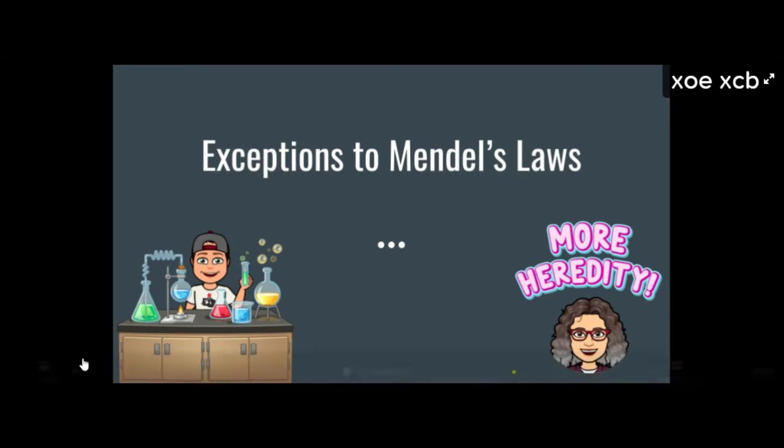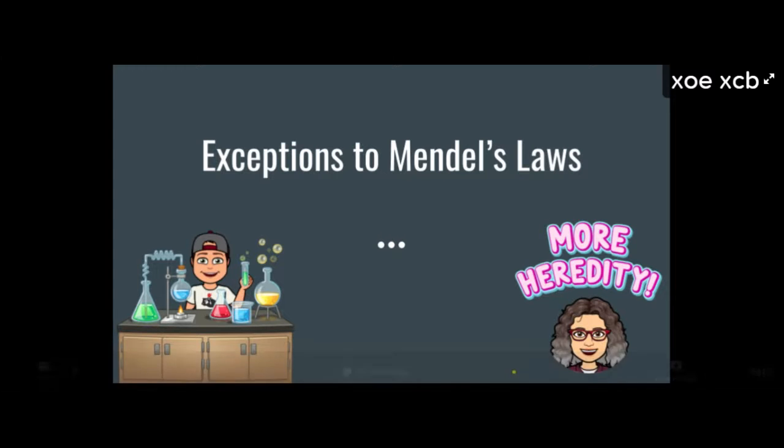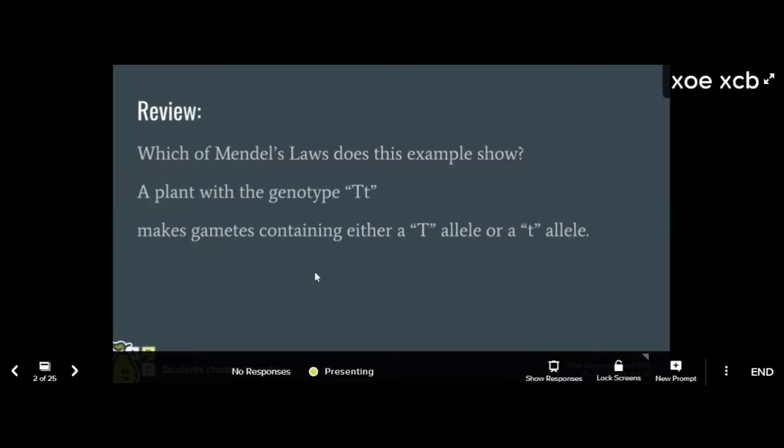So the first 3 slides, we're going to just really quickly review them and see if you can answer some simple questions. Okay, so let's start with that. There we go. Notice our Bitmoji is pretty cool. All right. So review. Which of Mendel's laws does this example show?